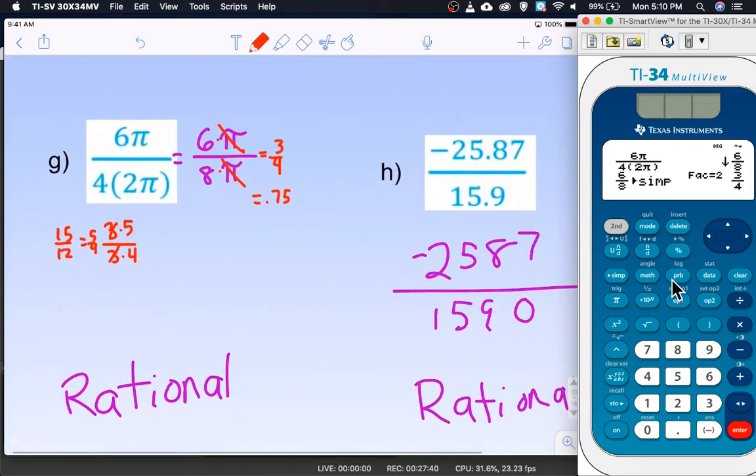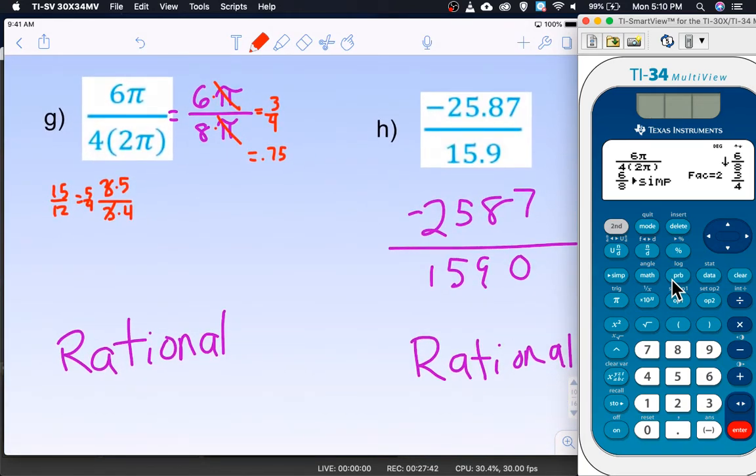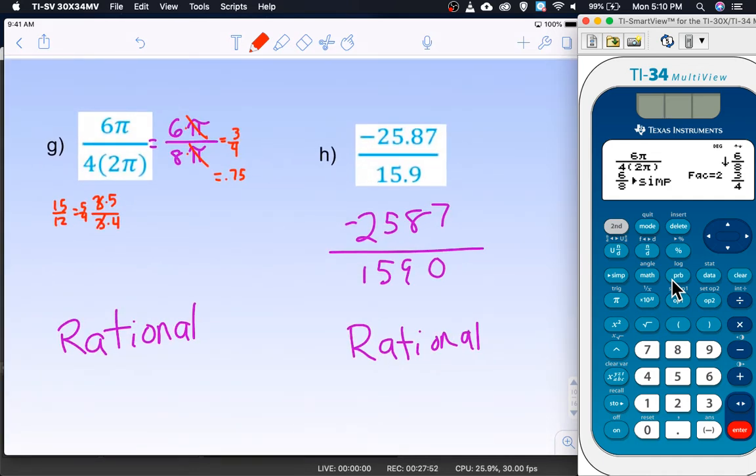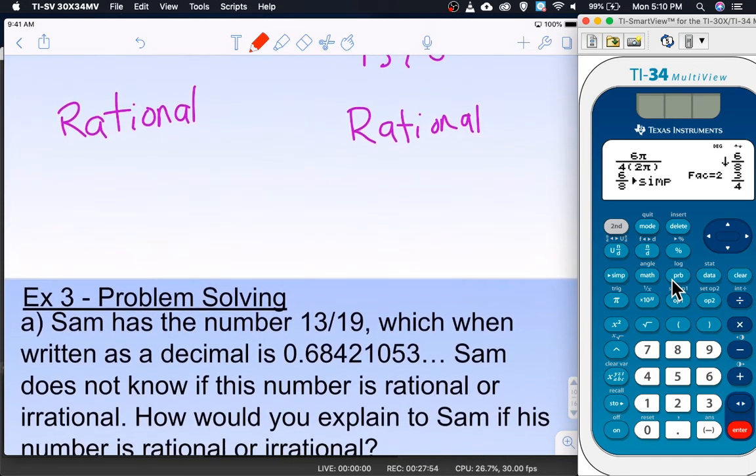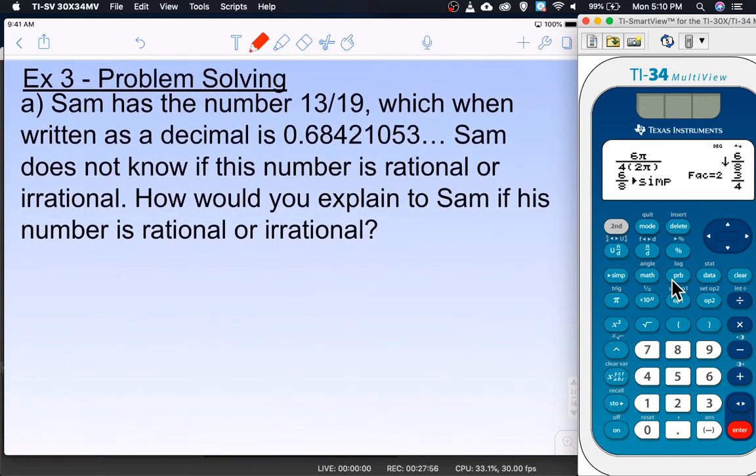So you've got to caution yourself that every time you see a pi doesn't always mean irrational. There are always going to be tricks. There are always going to be exceptions to the rule, or times where it doesn't quite fit the pattern. And that's where your brain comes in. All right, we're on the problem solving already.